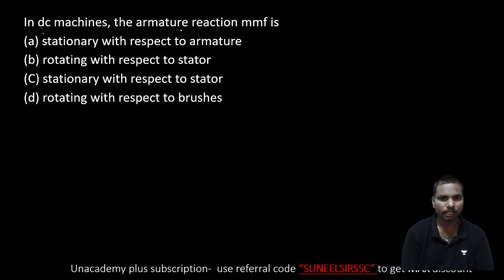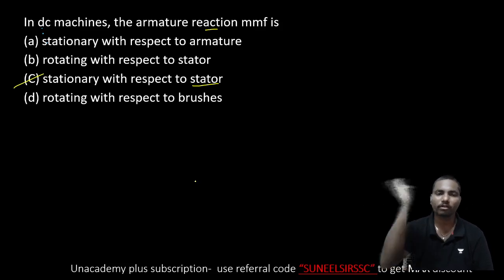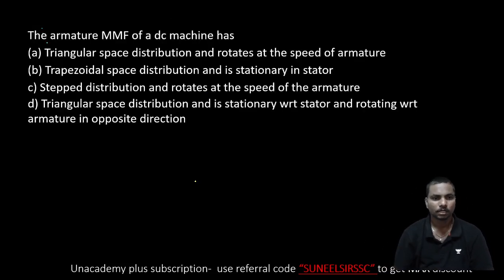Here armature is a rotating part, but this MMF is stationary with respect to the stationary part. Stationary part means stator, so it is stationary with respect to stator, and rotating with respect to armature in the reverse direction. The armature MMF of a DC machine, already I have given, is in triangular shape, and it is stationary with respect to stator and rotating with respect to armature. Just now I have given, so the answer is option D.